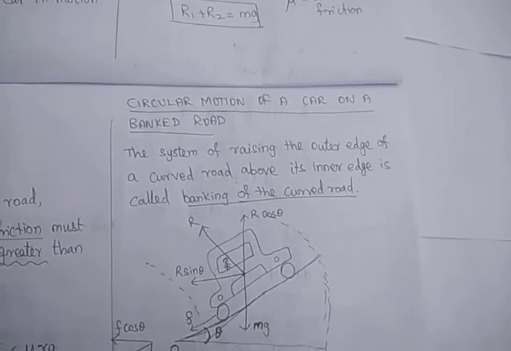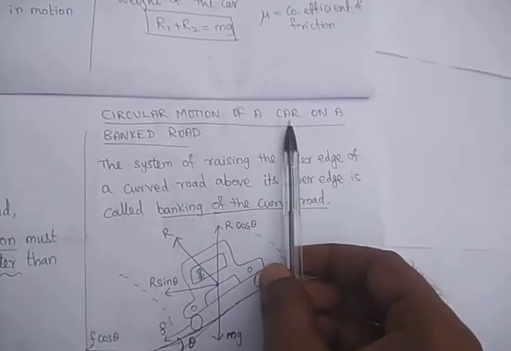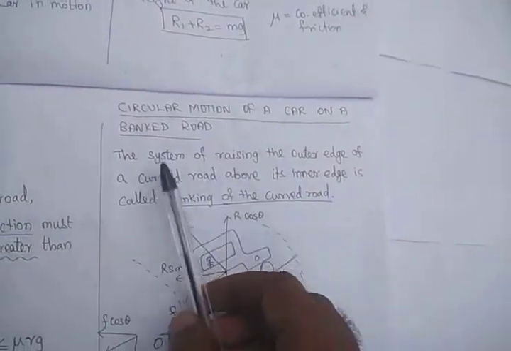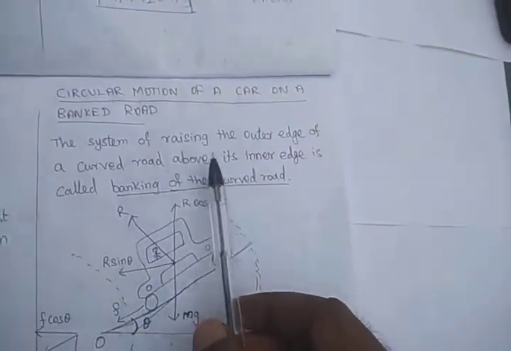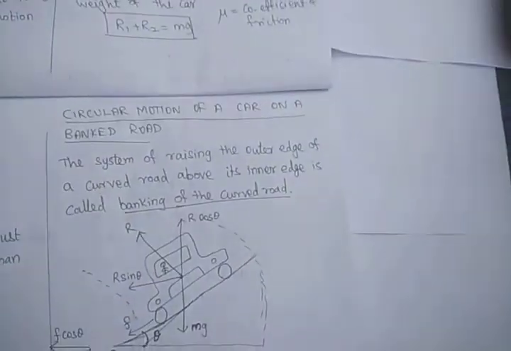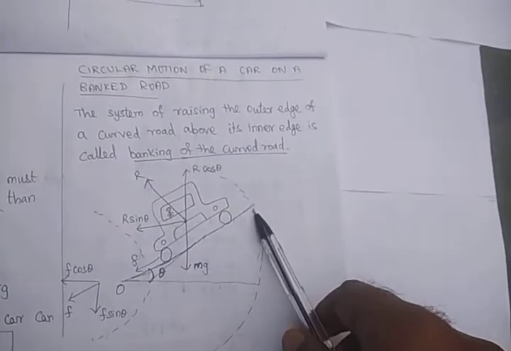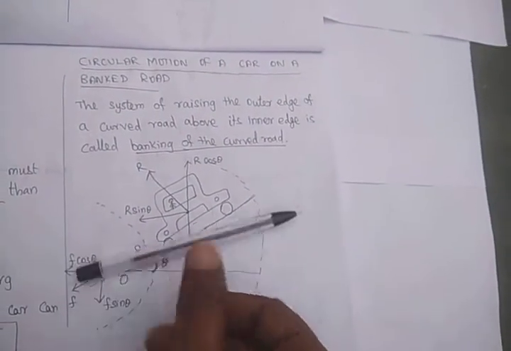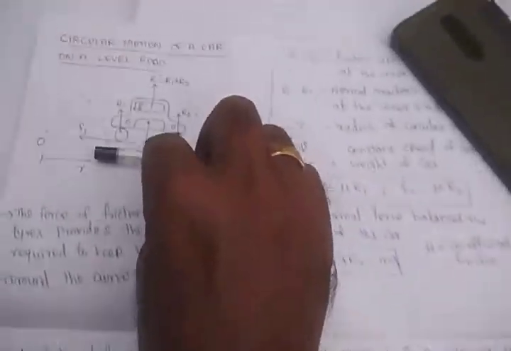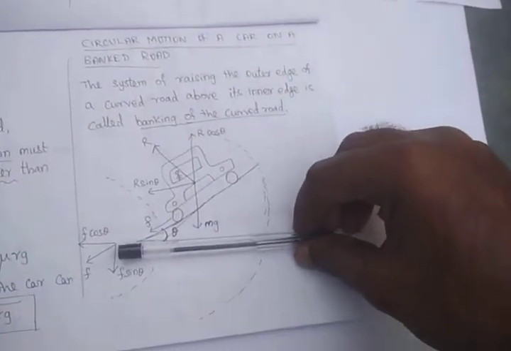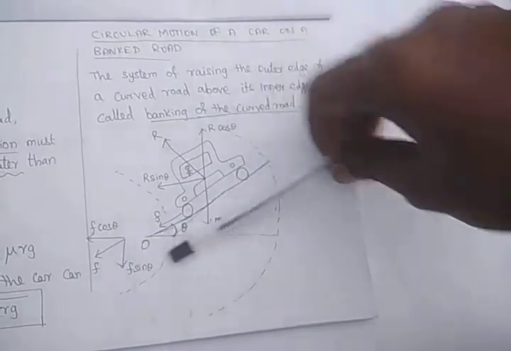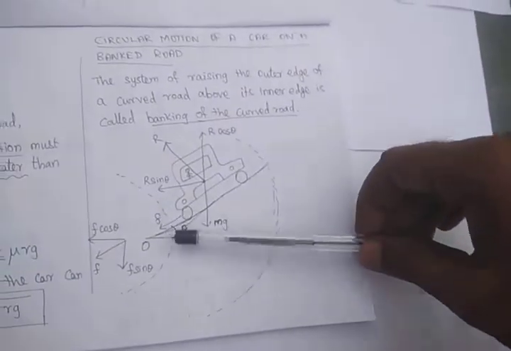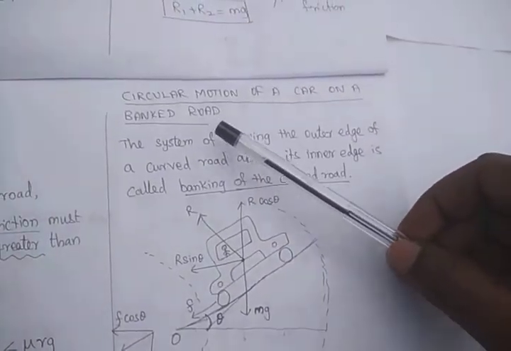Similarly, we are going to see the same situation, circular motion of a car on a banked road. What is a banked road? It is a system of raising the outer edge of the curved road above the inner surface. In the previous case the surface was horizontal, but here the outer edge is raised upwards with an angle theta. That is called a banked road.